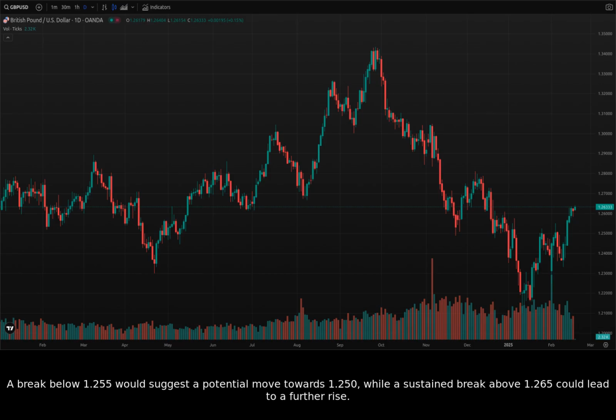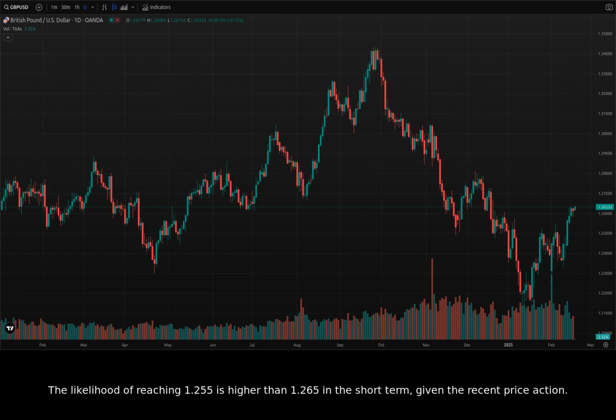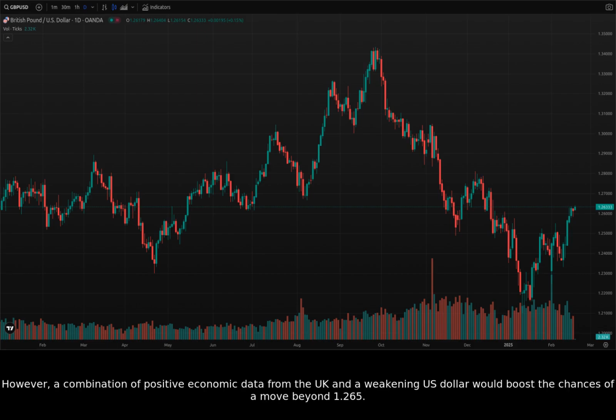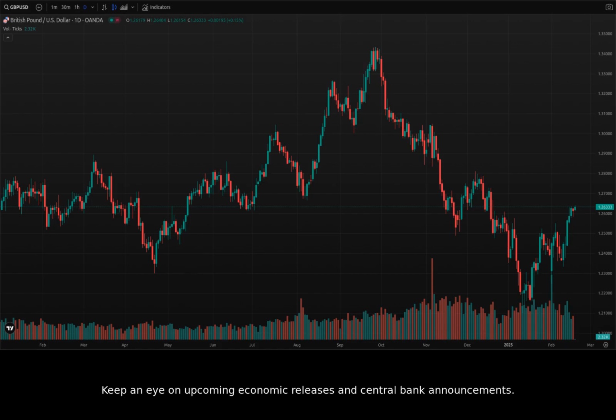The likelihood of reaching 1.255 is higher than 1.265 in the short term, given the recent price action. However, a combination of positive economic data from the UK and a weakening US dollar would boost the chances of a move beyond 1.265. Keep an eye on upcoming economic releases and central bank announcements. Changes in these factors could significantly alter the GBPUSD's trajectory.